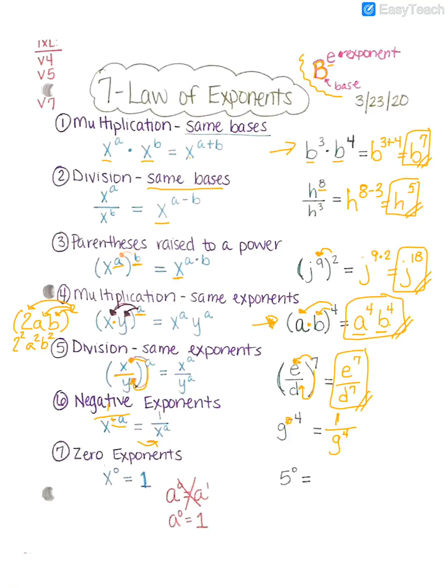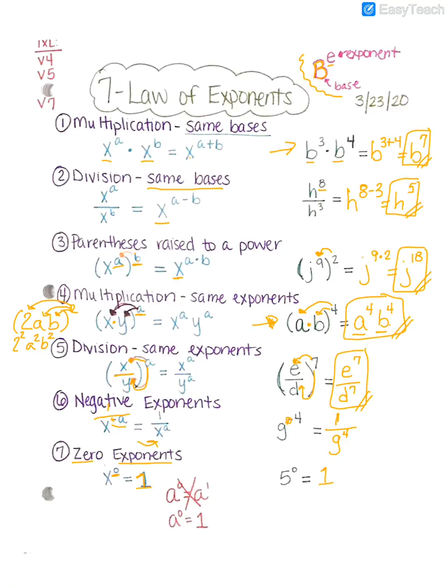And last but not least, when we do have 0 exponents, so that 0 as an exponent, whenever we have 0 as an exponent, it will be a 1. And that's not a 1 as an exponent, but a 1. That will be your final answer. So anything to the 0 power will become a 1. So if you look at your example, we have 5 to the 0 power. So 5 to the 0 power, again, just becomes a 1.